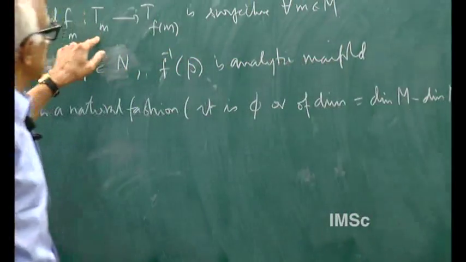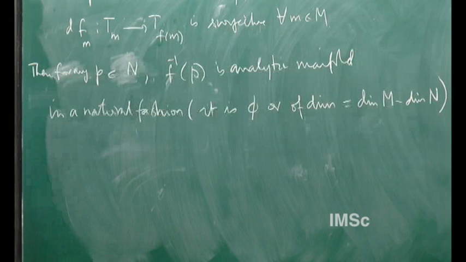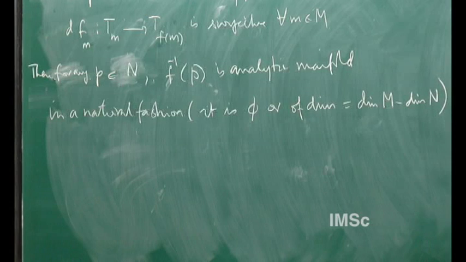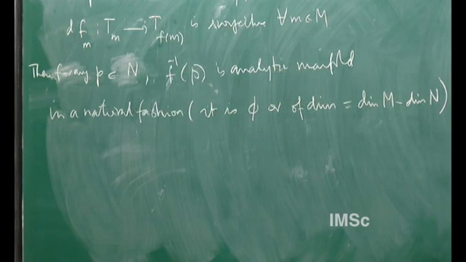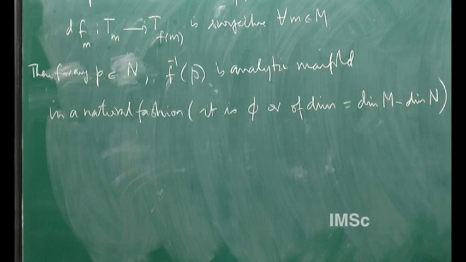Notice that the assumption that this is surjective guarantees that the dimension of N is less than or equal to the dimension of M. The dimension of the tangent space is the dimension of the manifold. So this is just a reformulation to say that the mapping is surjective. That tangent mapping is surjective means that some n vectors in the tangent space will map linearly independently onto the image. So that is exactly the condition which you imposed on the Jacobian matrix.